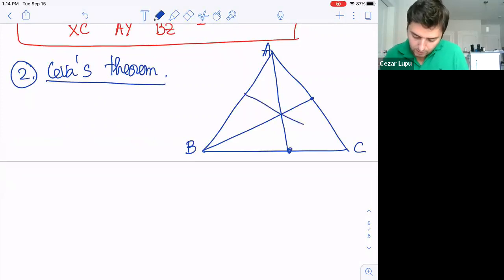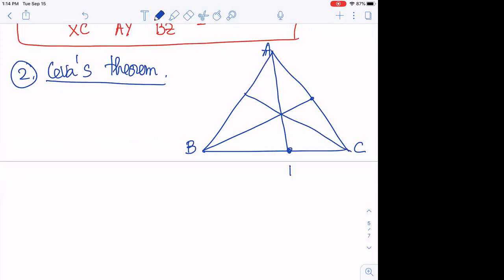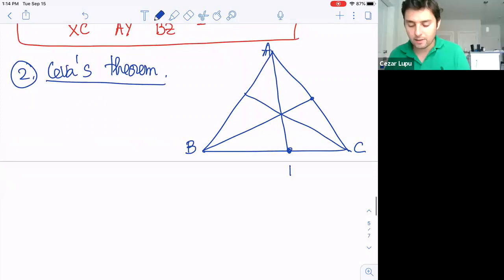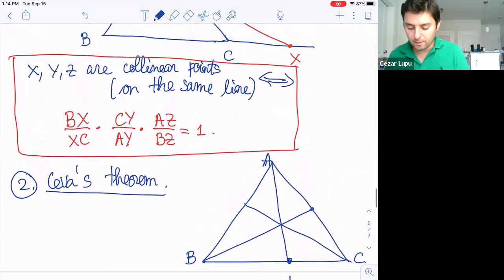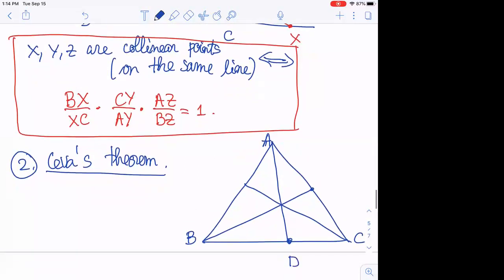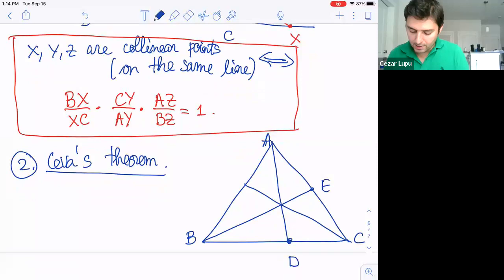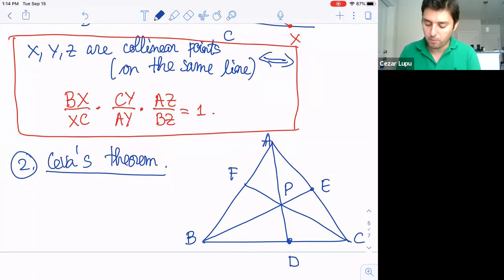And they will intersect at this one point. Let's say here, a little bit. Okay, right there. So AD, BE, and CF. And let's say they intersect at this point P. So we say that these lines, these Cevians, what we call them, they intersect at this one point P.